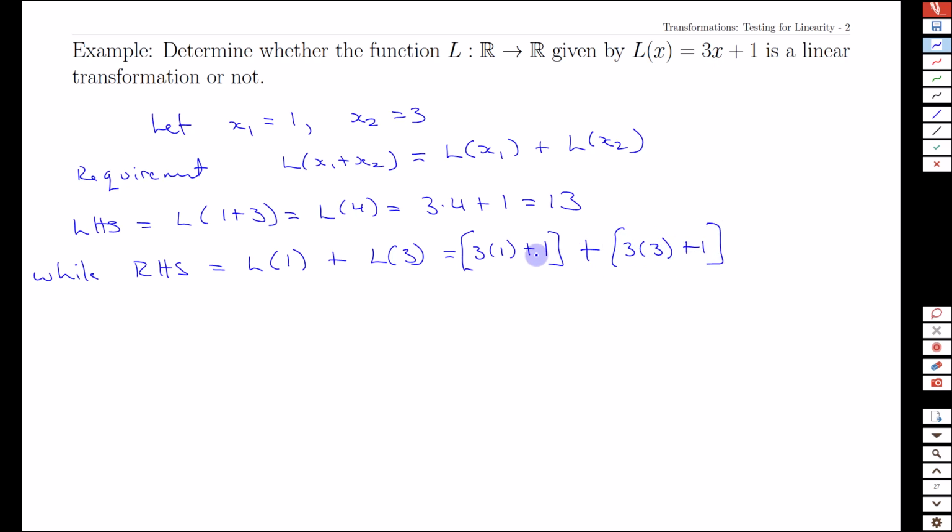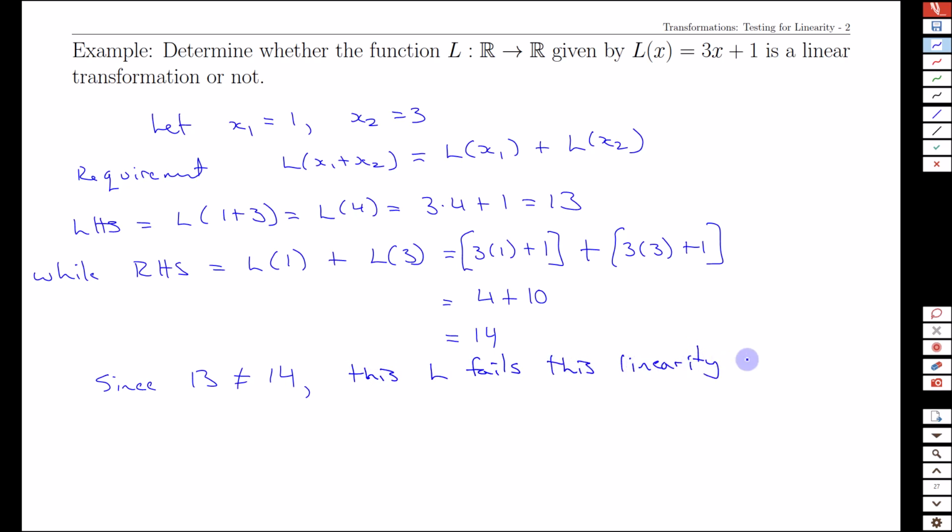And you see what happened? Here I have 2 plus 1s. This plus 1 is a bit of an issue. We're going to get 4 plus 10, which is 14. And since 13 is not the same as 14, we fail this test. This L fails this criterion, specifically this linearity criterion, which means that L of x equals 3x plus 1 is not a linear function.